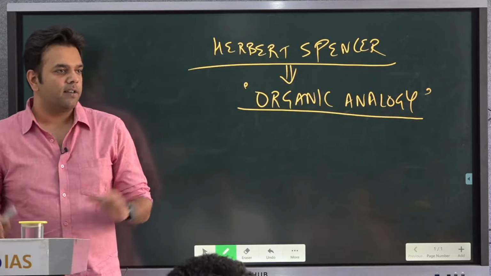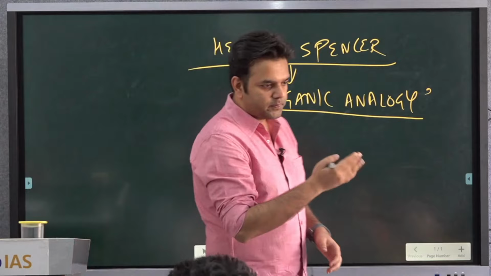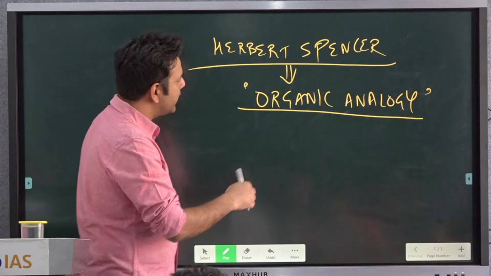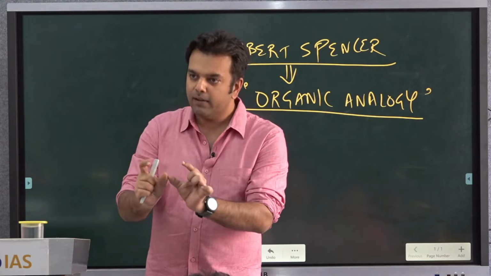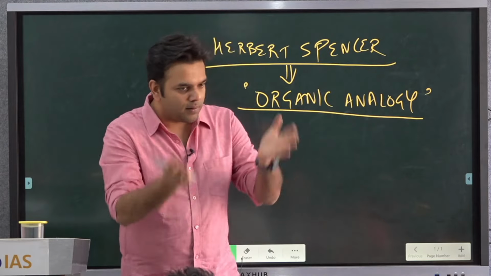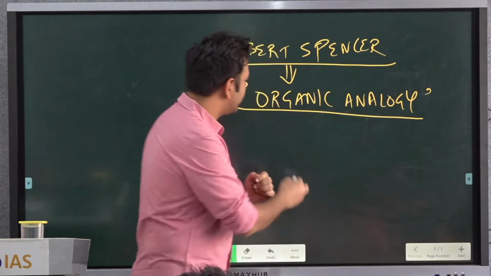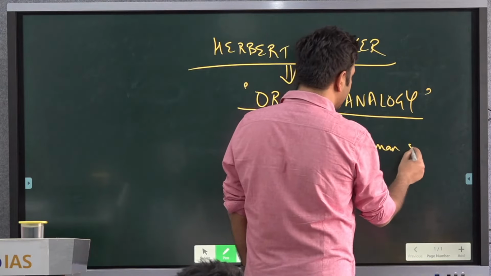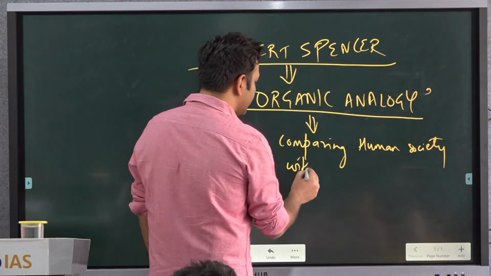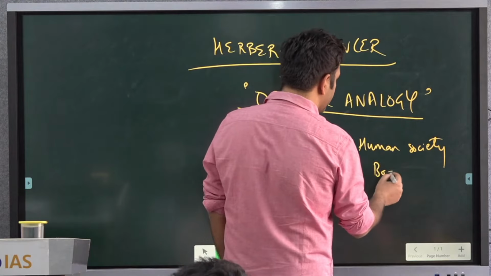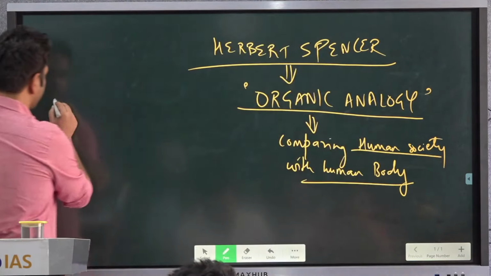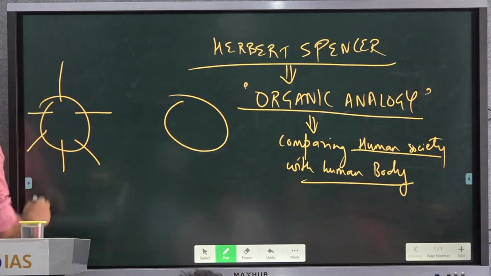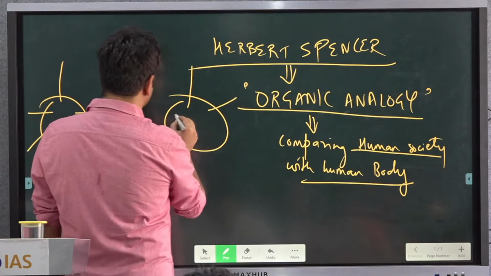Now, what is the meaning of organic analogy? What is the meaning of analogy? Analogy means comparison. Organic analogy means comparing human society with the human body. Now, body and society. The body consists of multiple parts. Society also consists of multiple parts.